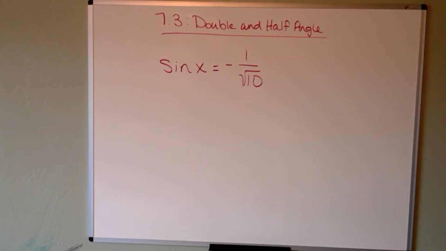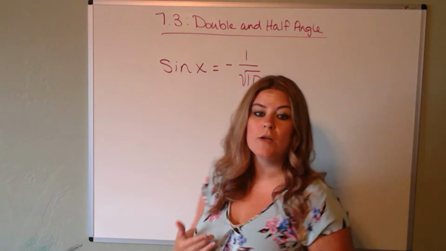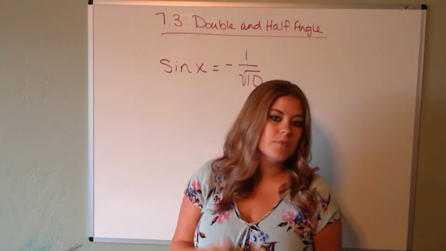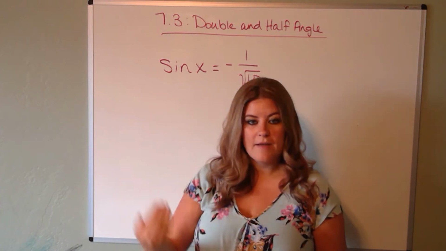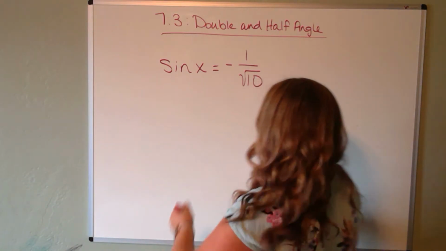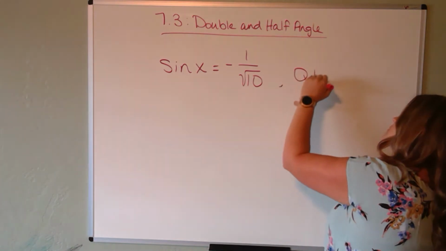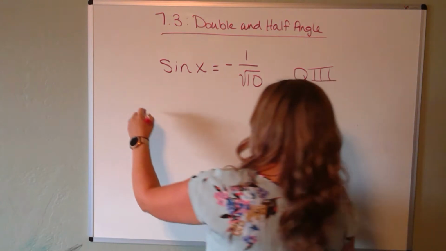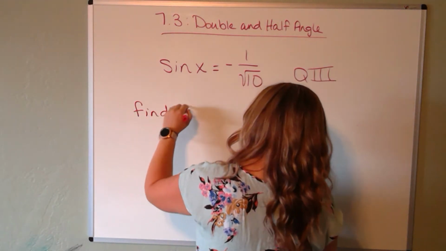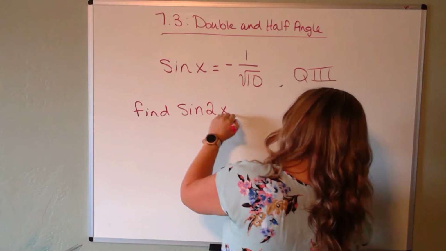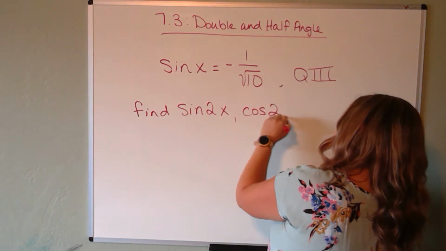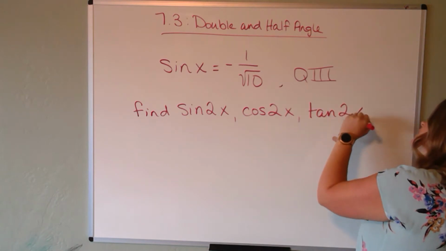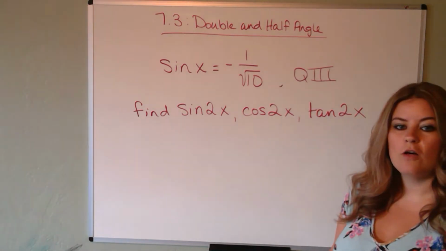You guys, when you're working these problems, you also need to know what quadrant x is in. So no, we don't have to know what the angle is exactly, but we do need to know the quadrant, because we're going to have to find other values for this angle. This one's in quadrant 3. So this is the information given. And I need to find sine of 2x, cosine of 2x, and tangent of 2x. So I need to find all three.